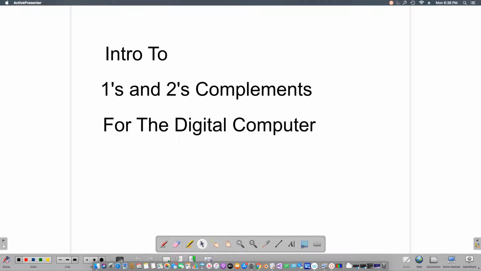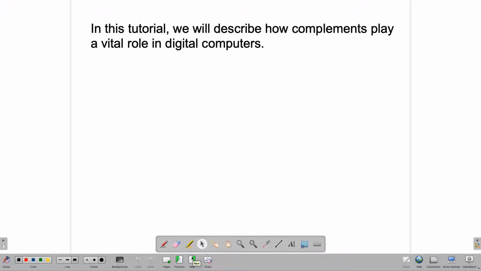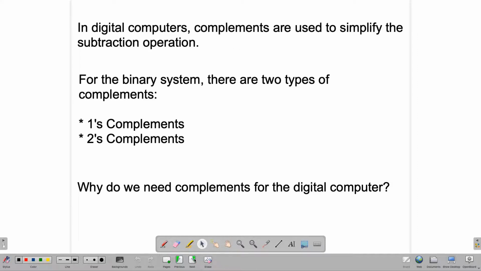Intro to 1's and 2's complements for the digital computer. In this tutorial, we will describe how complements play a vital role in digital computers. In digital computers, complements are used to simplify the subtraction operation. For the binary system, there are two types of complements: 1's complements and 2's complements.